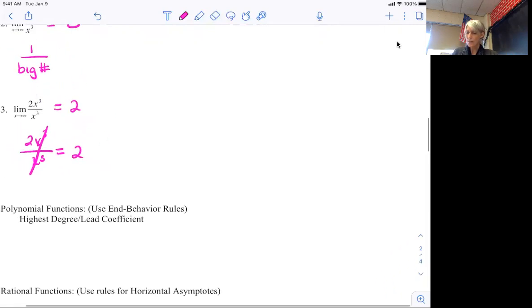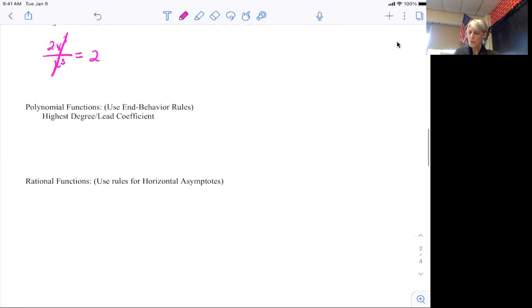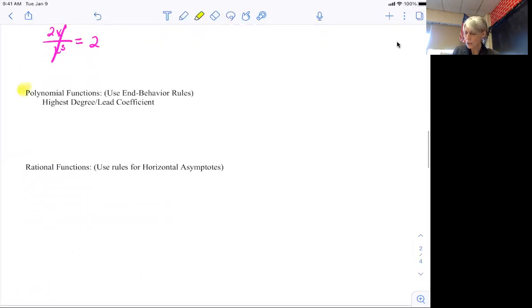So basically, when we evaluate limits as x goes to infinity or negative infinity, we want to think about the function we're dealing with. If your function is a polynomial function, we're going to use the end behavior rules for polynomials, meaning it doesn't matter how many terms the function has, you always take the term with the highest degree and the lead coefficient.